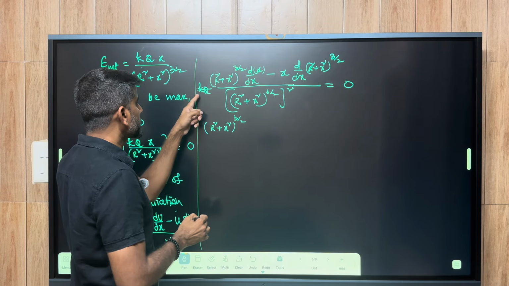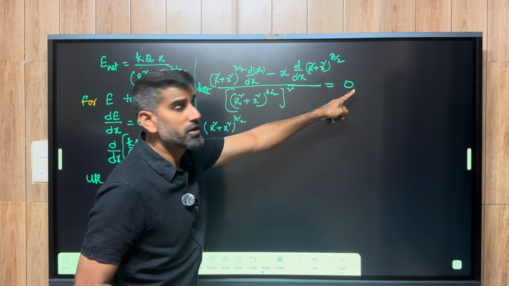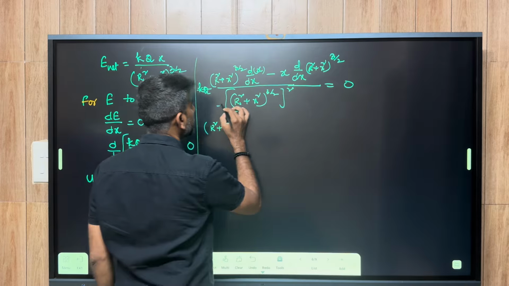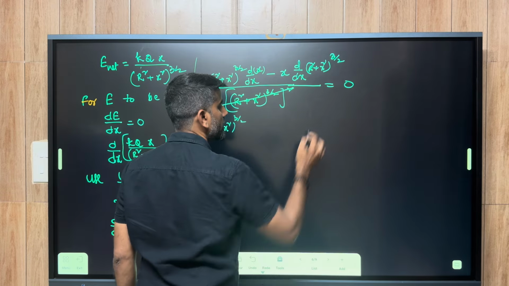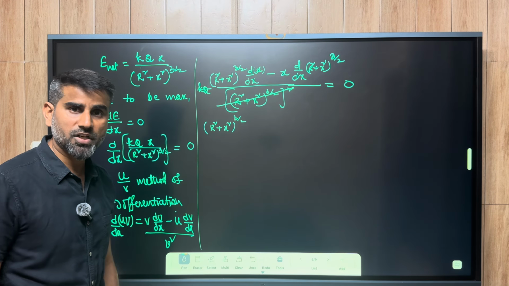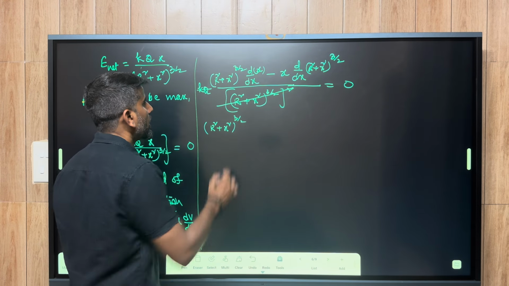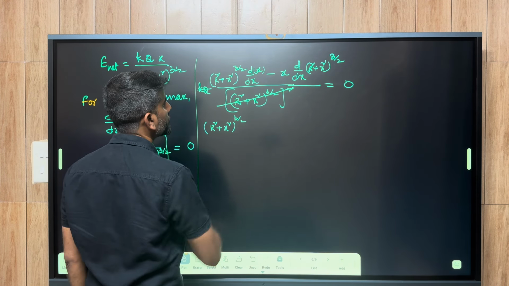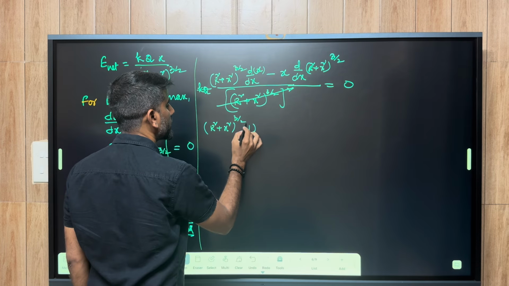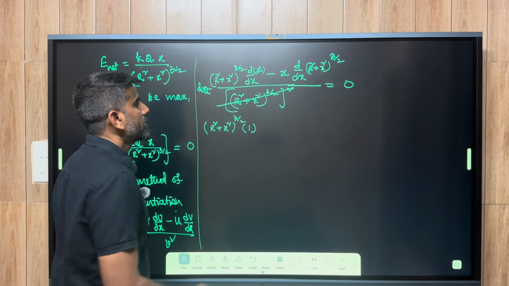And I forgot to tell you, if I take this k cube to this side, it will be 0. If I take the entire denominator to this side, it will also be 0. So the differentiation of x, dx by dx, is nothing but 1.